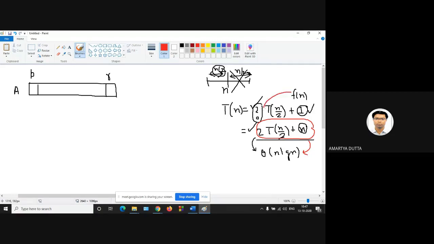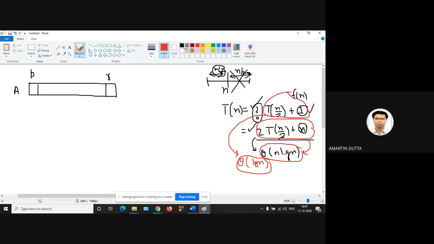And this is the recurrence relation for binary search, which yields, what will be the complexity for binary search? Order of log n. Okay. So this is the complexity for binary search, and this is the complexity for best case and average case complexity for quick sort.